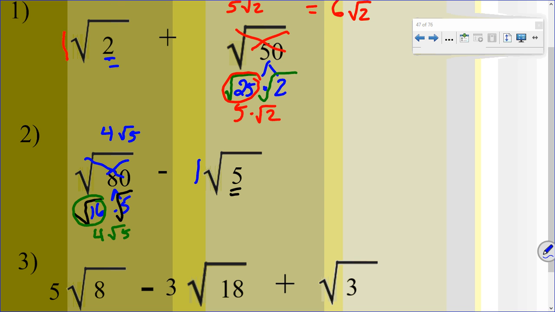Put an imaginary 1 here. 4 minus 1 is 3, and radical 5 is in there. So there is our answer. So I hope you got that one right.